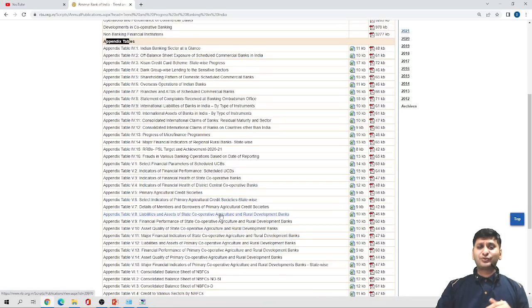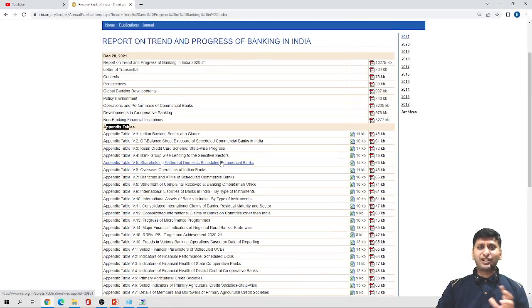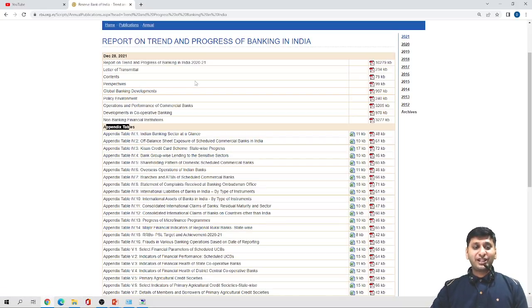There are a lot of tables which contain data with respect to various spheres, how many loans there are, what the data is on financial inclusion, but just ignore this data. We can't read it. It's not necessary, that is something which will matter only if it is feasible. This is not feasible at all, to read so many tables in the appendix. So what you should read in this are perspectives, global banking developments and policy environment. These 3 are very good tabs.